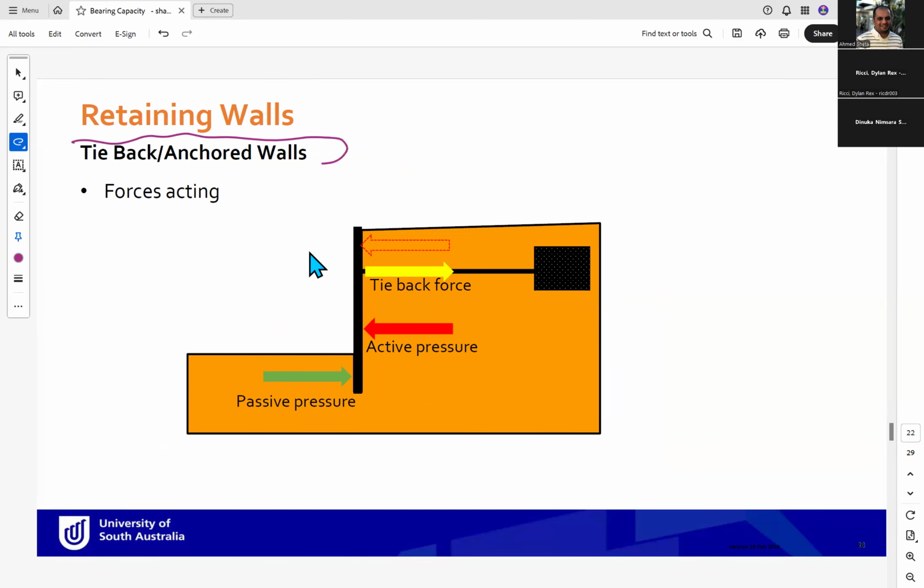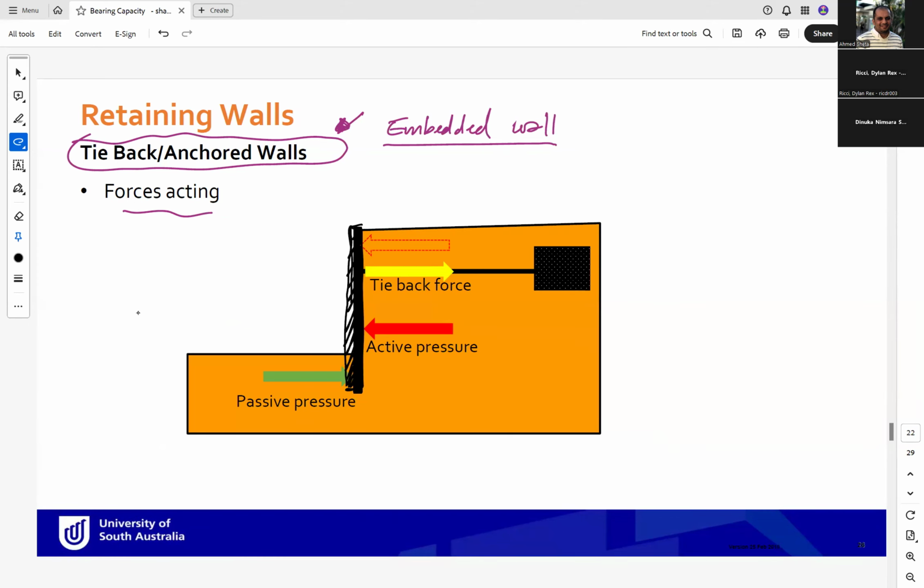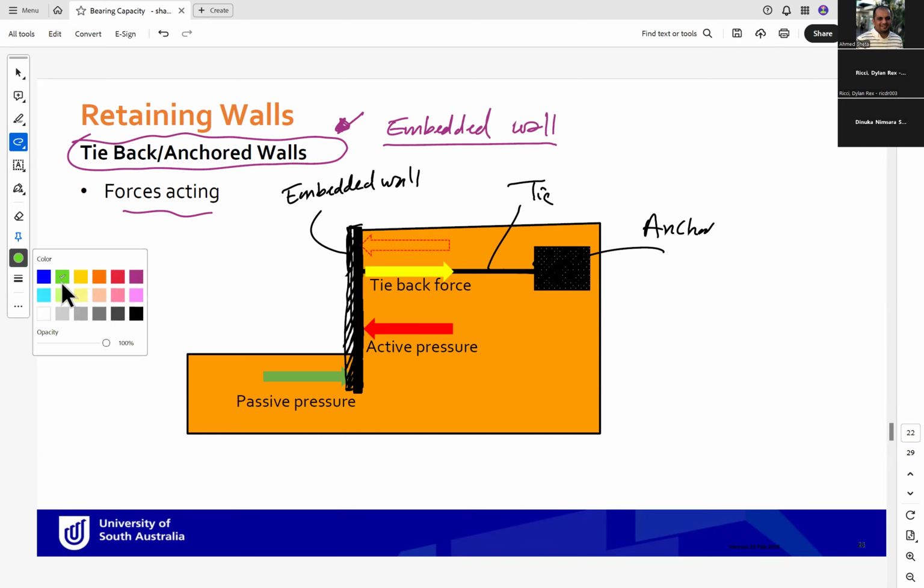Now we look at the second type of embedded wall. We have the force acting on it. What is the force acting on the embedded wall with tie? So again, here is the wall. And we have the tie and the anchor. So what are the forces we have? We have active pressure similar to the normal embedded wall or the embedded wall without tie, active pressure. And we have passive pressure.